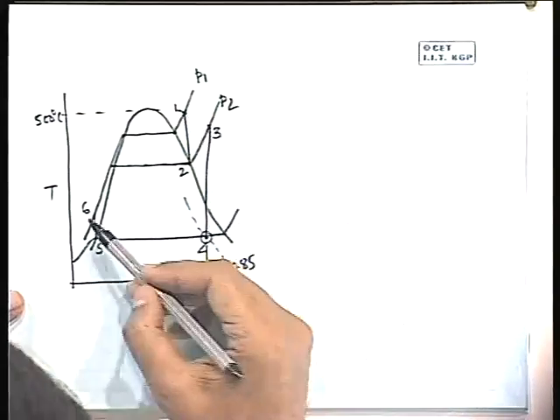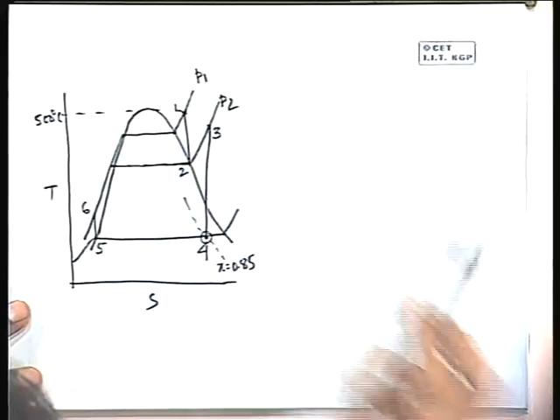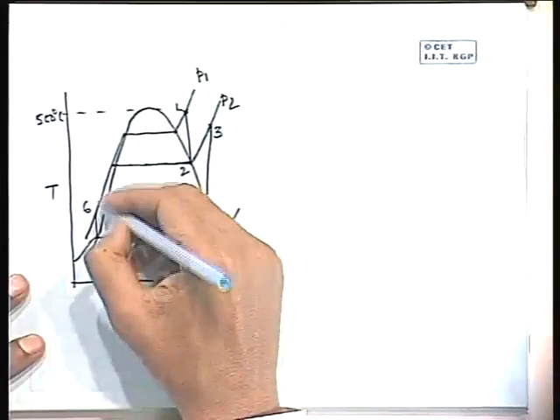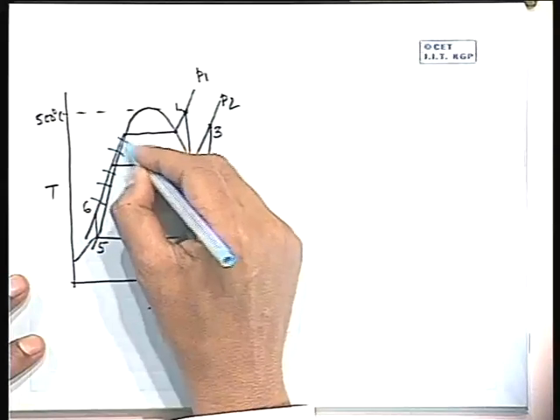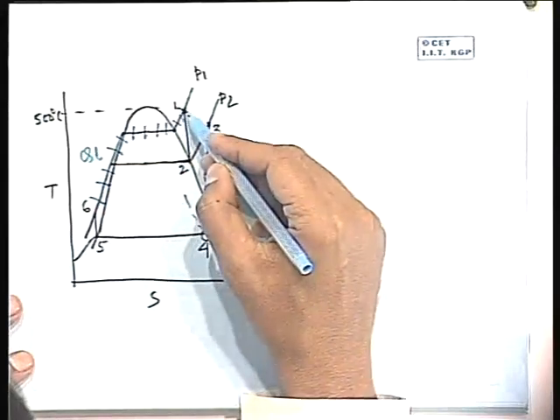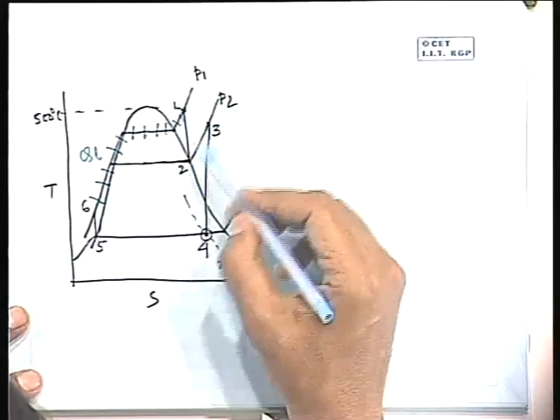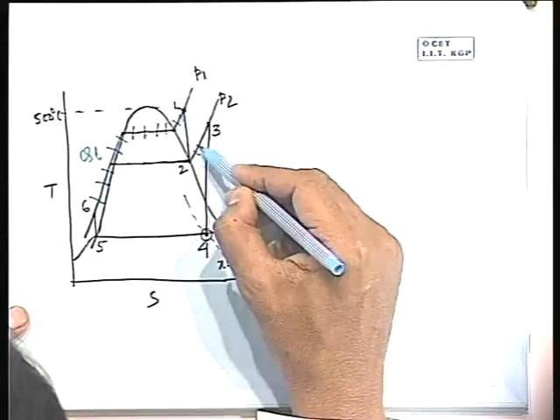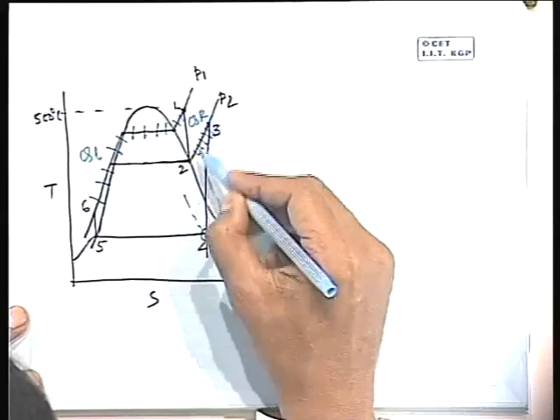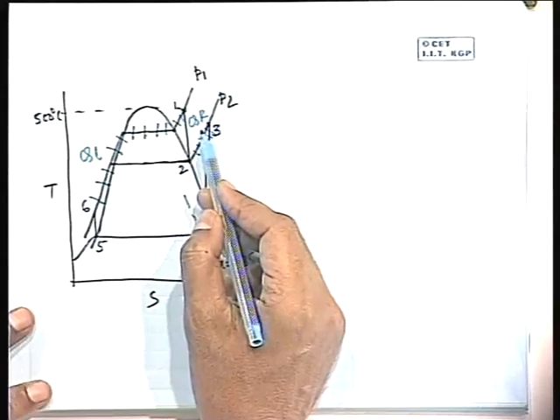So 6 to 1 is at the boiler pressure, constant pressure heating, which represents the boiler heating. Here heat is added from the boiler, that is QB. Now 1 to 2 takes place in the first stage of the high pressure turbine. This is the reheat pressure. Then it is reheated, so here also heat is added. We denote it as QR, the heat for the reheat. This is a heat addition process at constant pressure which occurs in the reheater.